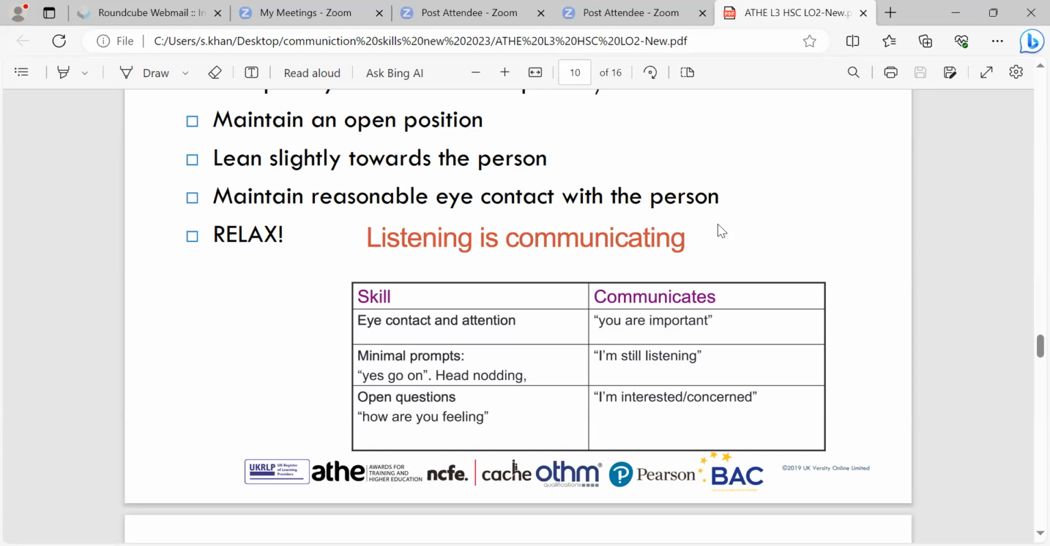So, it's good to be fully present, being in the conversation. It's good to pay attention to non-verbal cues. It's good to keep good eye contact, as we mentioned. It's good to ask open-ended questions. So things like, how are you feeling? Can you tell me a bit more about yourself? Reflect on what you hear.